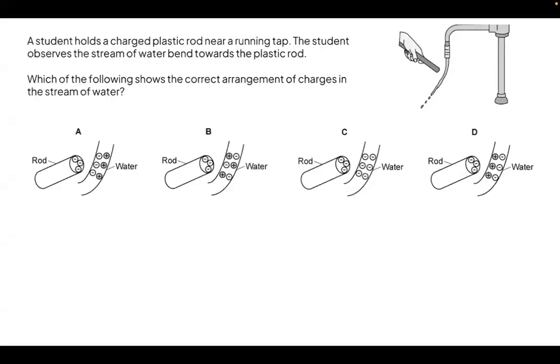Let's do this question. The student is holding a charged plastic rod near a running tap. This is water. And the student observes the stream of water bending towards the plastic rod. Which of the following options shows the correct arrangement of charges in the stream of water? D. D, okay. What does everyone else think?